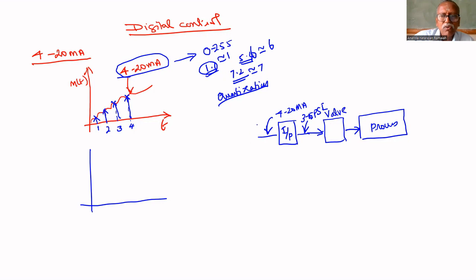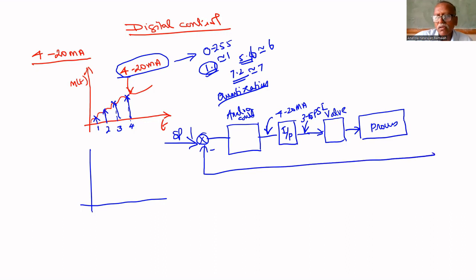If it is an analog controller, no problem. Here you will get set point. The feedback is also an analog signal, no problem. This is also 4 to 20 milliamps. Here error will be in the range 4 to 20 milliamps. So everything will be analog signal.